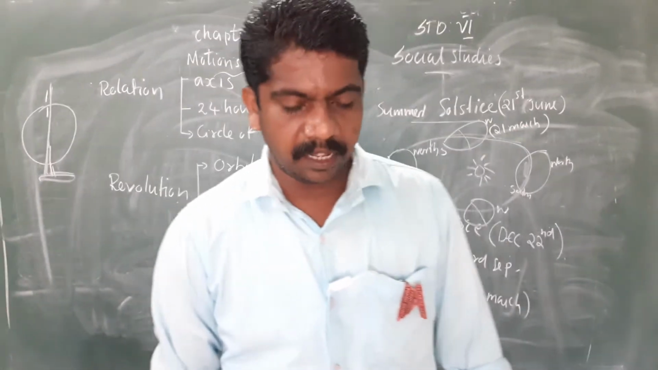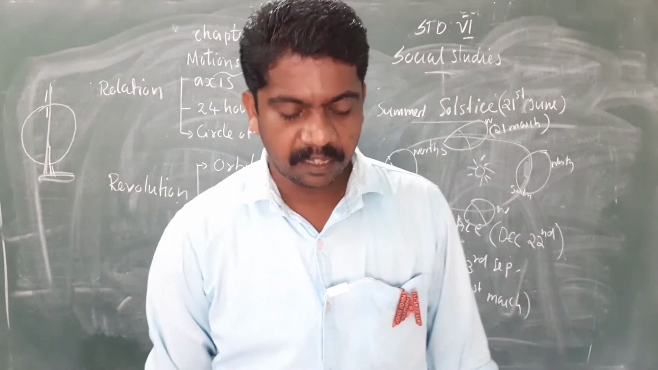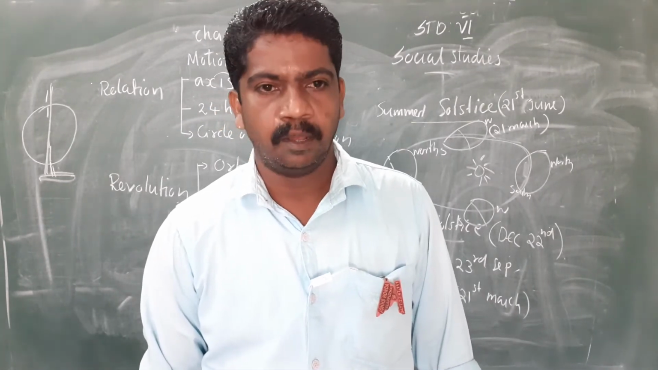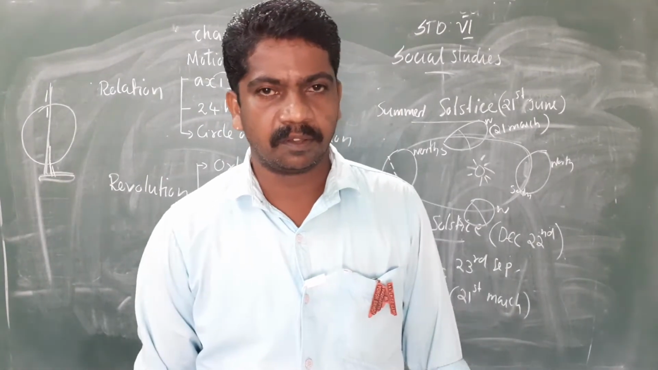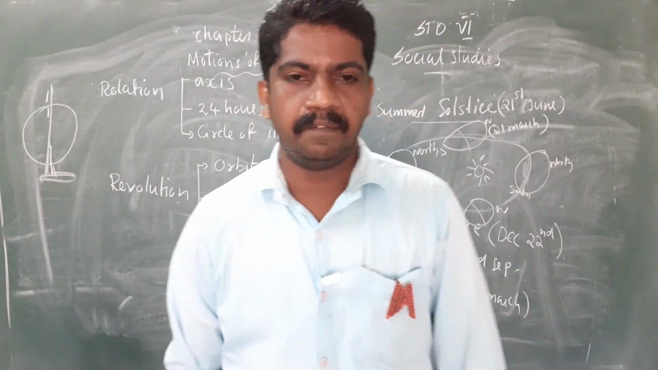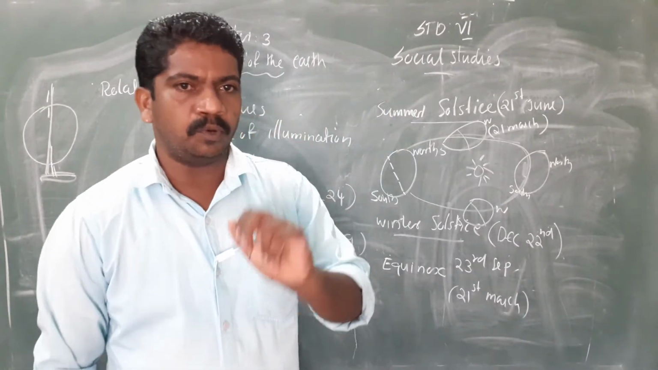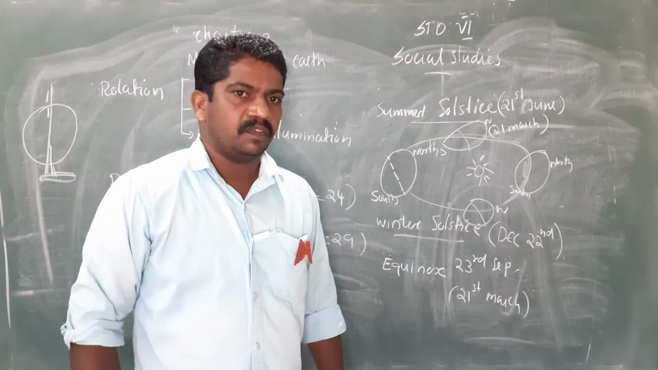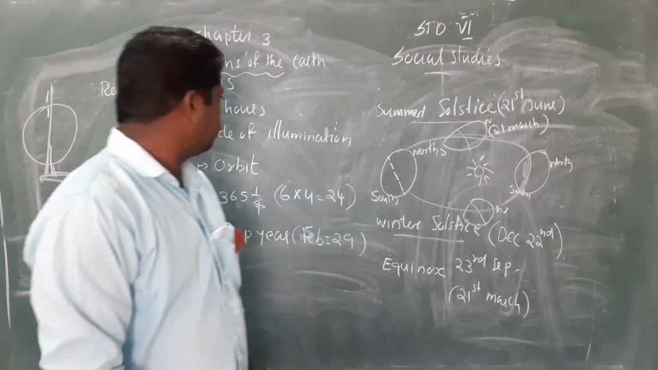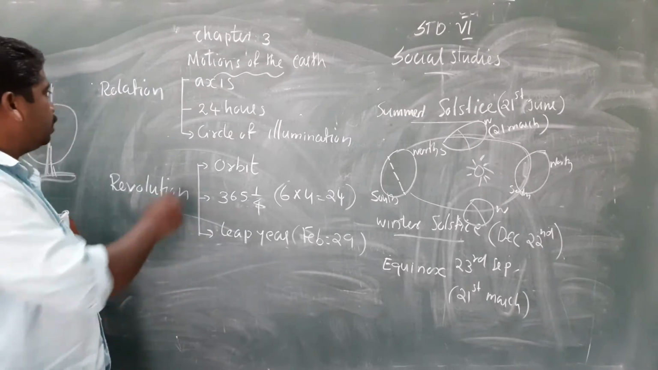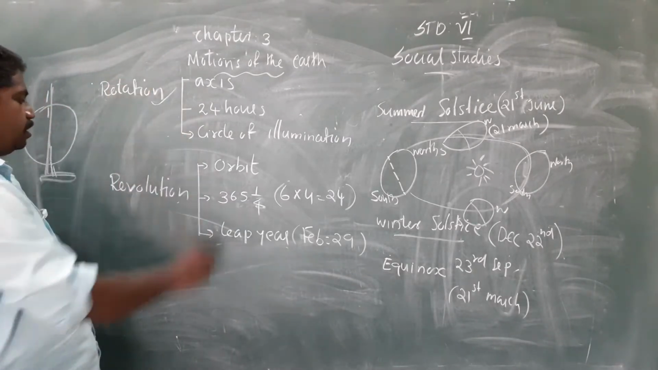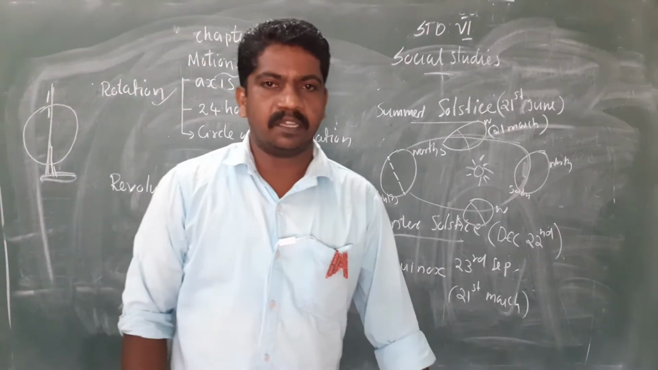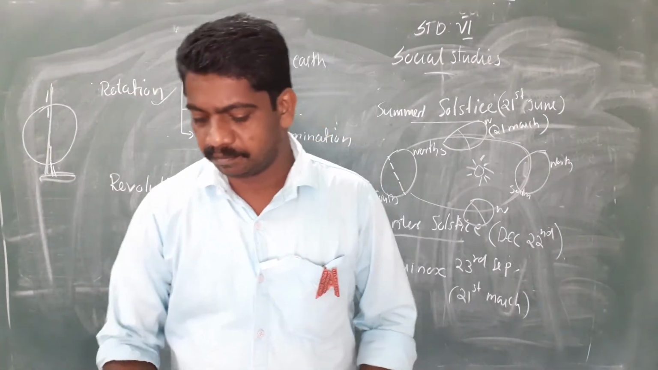Hi children, today we are studying motions of the earth. Motions means movement. In this chapter, we will specially study two motions of the earth around the sun. They are first one rotation, second one is revolution. What is rotation? What is revolution?